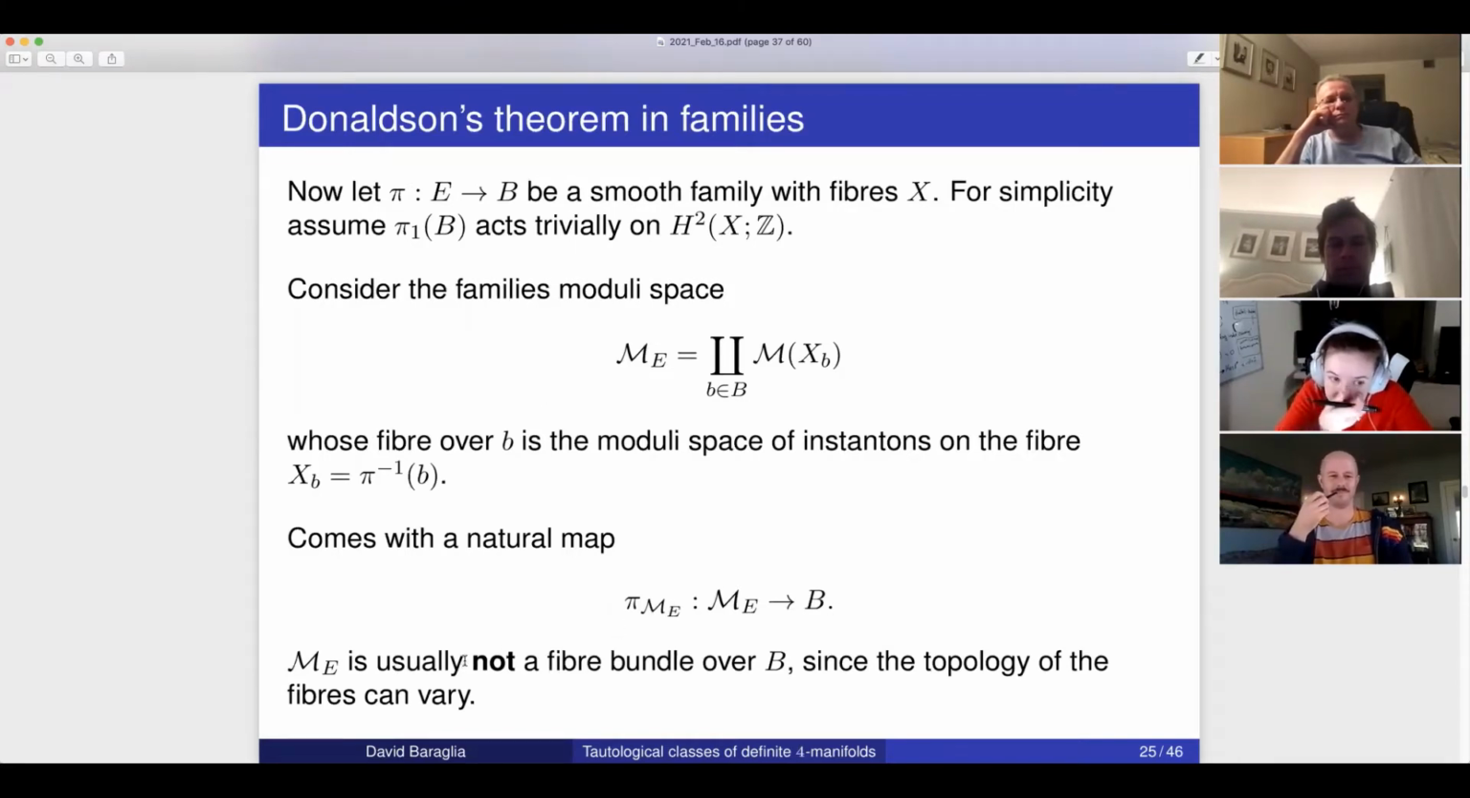In general it's not going to be a fiber bundle, because as we move around in the base, the topology of the moduli space could change. So it's not necessarily a fiber bundle, but it comes with a map to B.